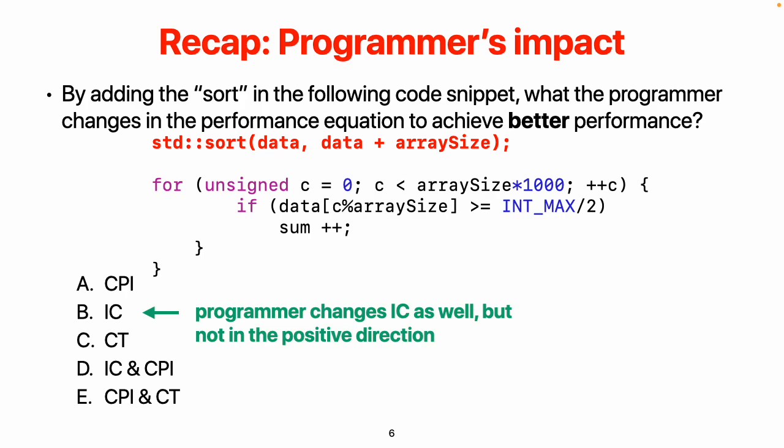Another example that is also counterintuitive is that if we add the red part, which is the sorting, it actually makes the performance better. And in this case, programmers not only change the CPI, but also change the instruction count. However, it changes the instruction count in a bad way, in that we increase the instruction count. But the CPI is actually better, because if you have the data sorted, it makes branch prediction easier. Regarding what branch prediction is and how it works, we will talk about that after the midterm, so don't worry about that too much.